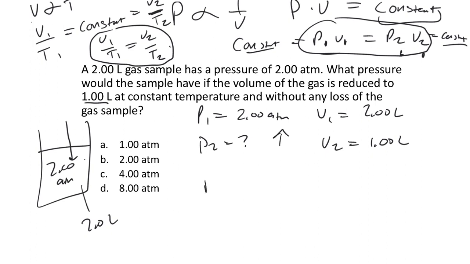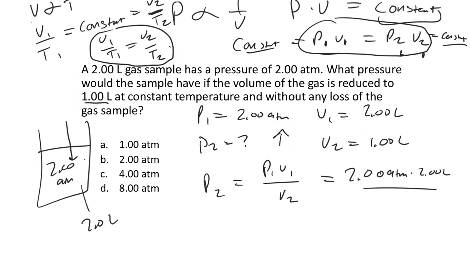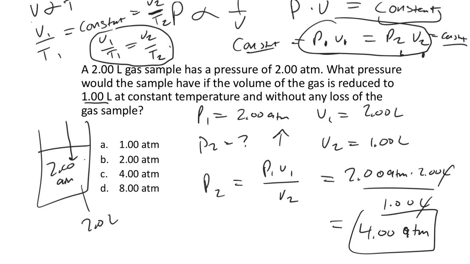And so we set up our P2, which would be equal to P1 V1 over V2. And so this will be 2 atm times 2 liters, and then divide by our V2, 1 liter, volume cancels, we end up with 4 atm. So the pressure goes up.